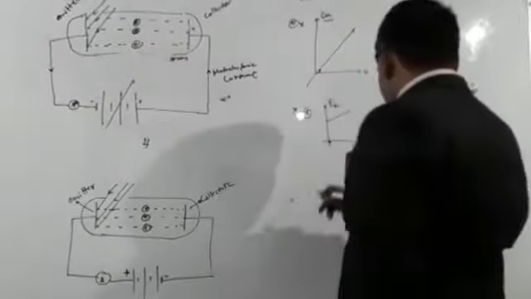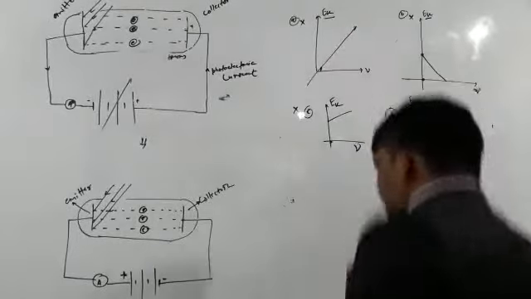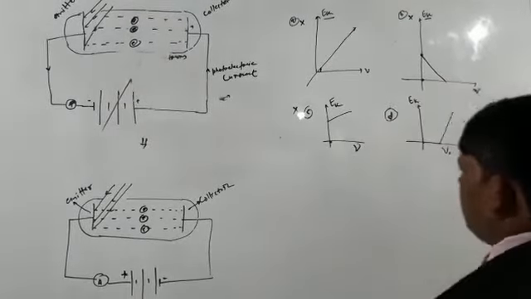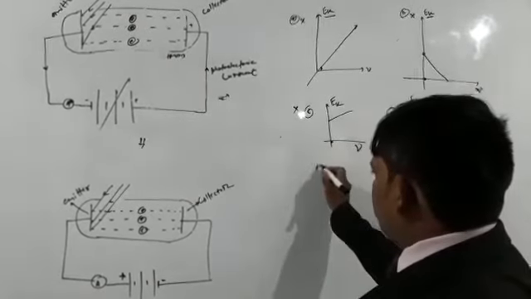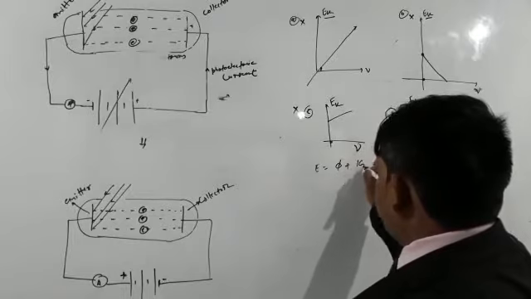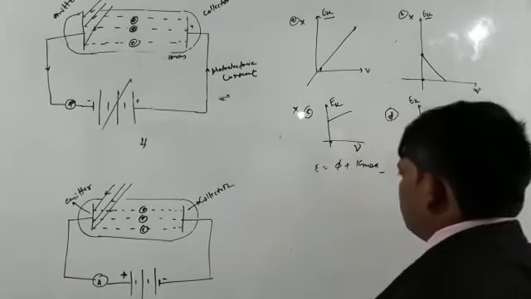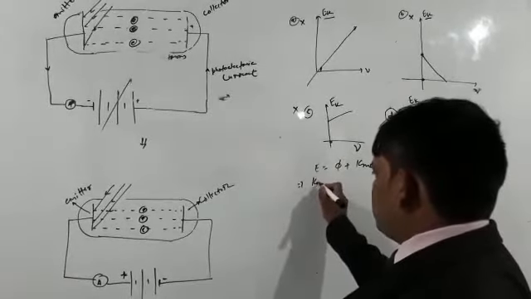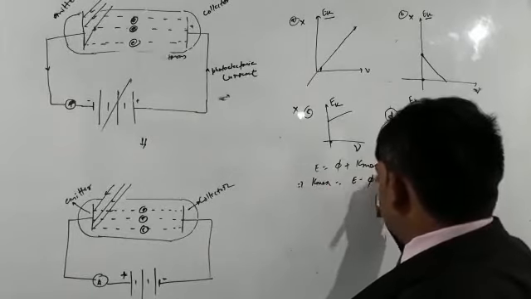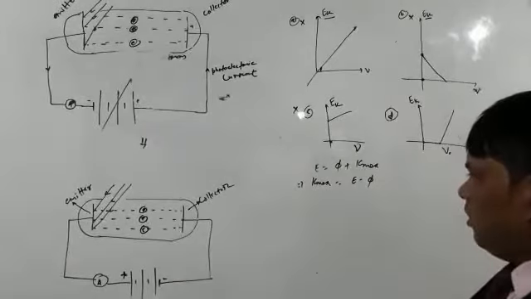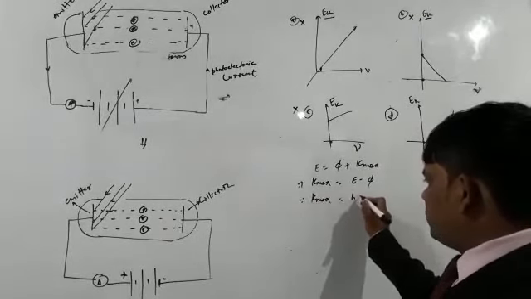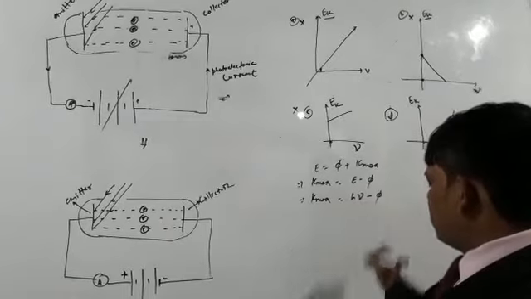So here we will analyze the graph. According to the question, we know that E is equal to phi plus K max. So K max will be equal to E minus phi, and this is equal to K max is equal to h nu minus phi.